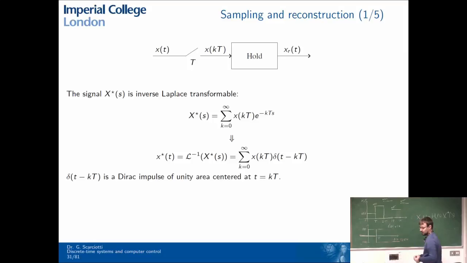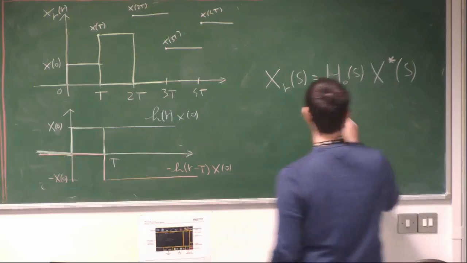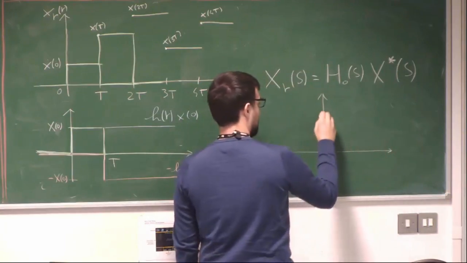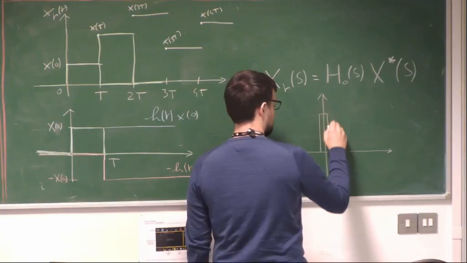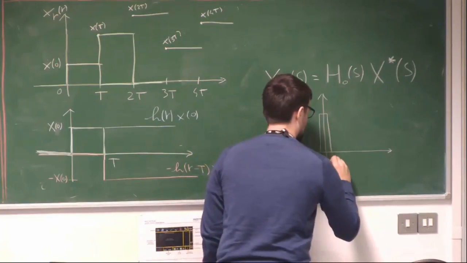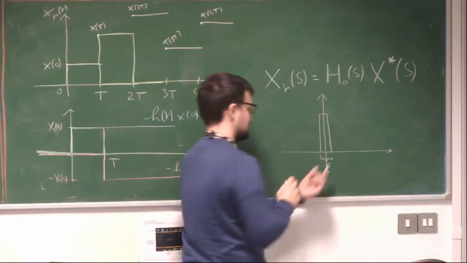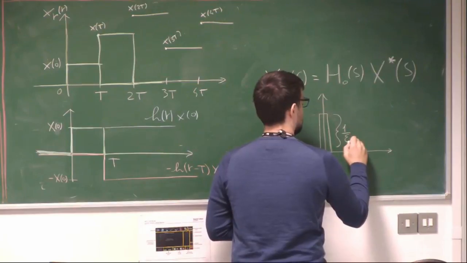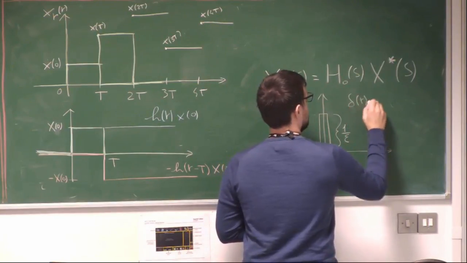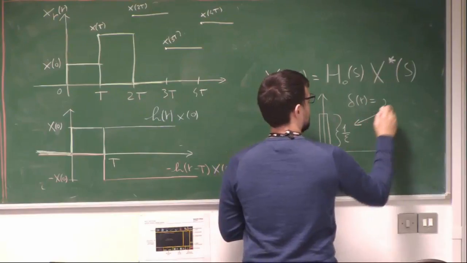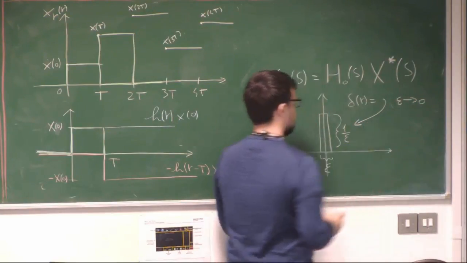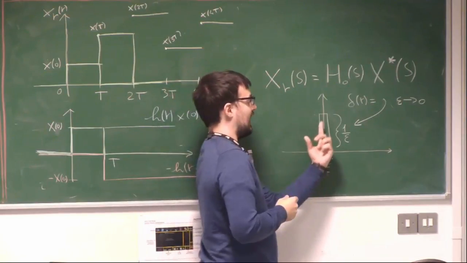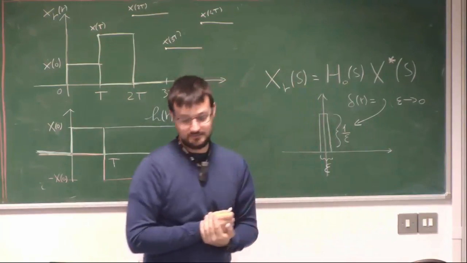Just to recall what a Dirac impulse is, it can be understood in the following way. It is a function whose base is epsilon, and the height of this function is 1 over epsilon. The delta of t is defined as this when epsilon goes to 0, so when the base becomes very, very small and the height becomes very, very high.